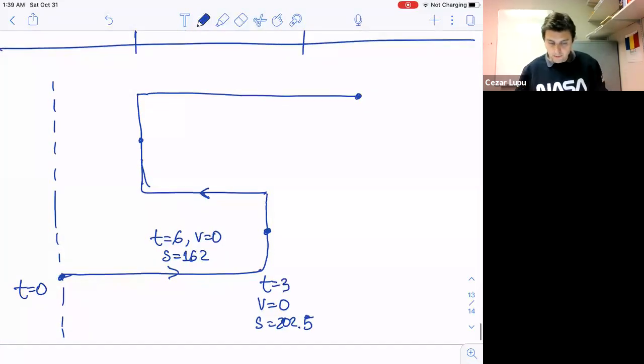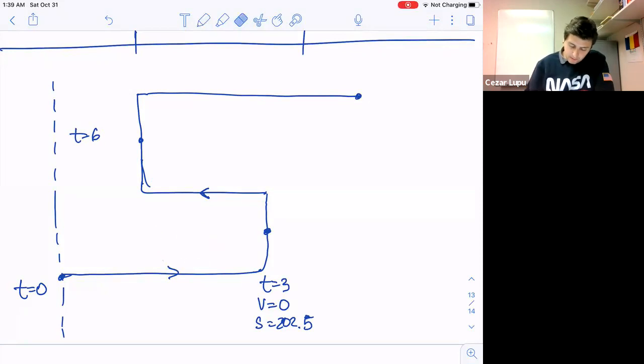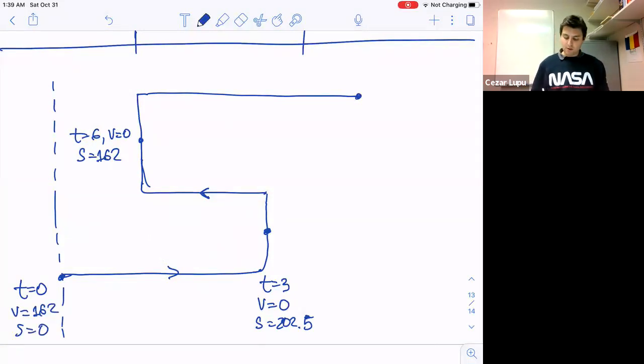And now here we'll have, so here is t equals 3. Here I'll have t equals 6. Wait, what am I doing? Okay, I wrote it here. Sorry about that. So t equals 6, v will be 0, and s is 162. And here at t equals 0, I'll have v is 162 and s is 0. Now it keeps going at t equals 3, t equals 6. And now at the time when t equals 8, I'll have v equals 90 and s will be 240.